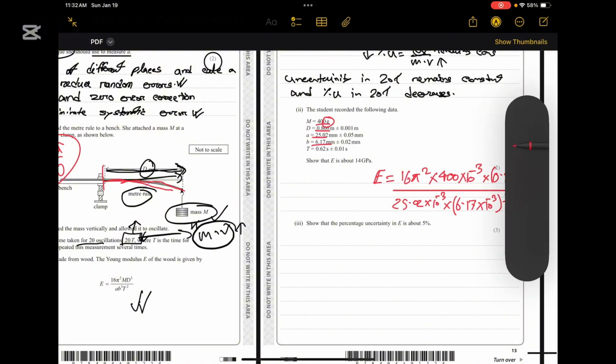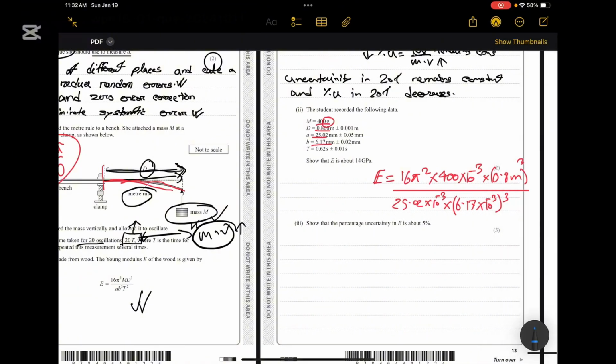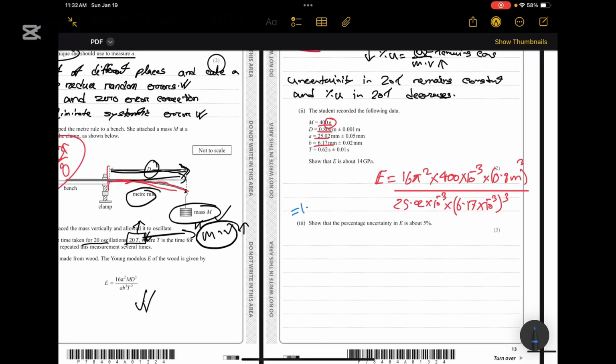Okay, so when this value is put into the calculator, the value will come as 1.43 into 10 to the power 10 Pascal. We have to use Pascal here. So yeah, we are done with it as well. Now let's move forward to the next part.